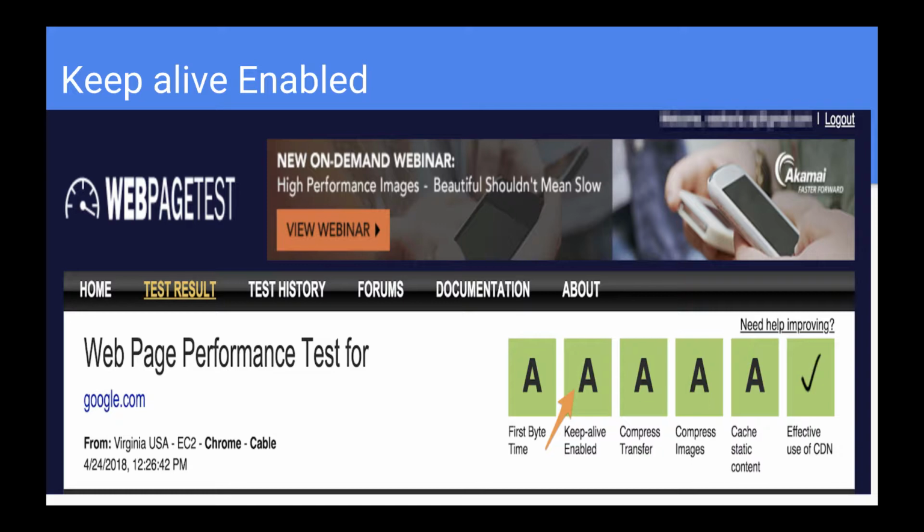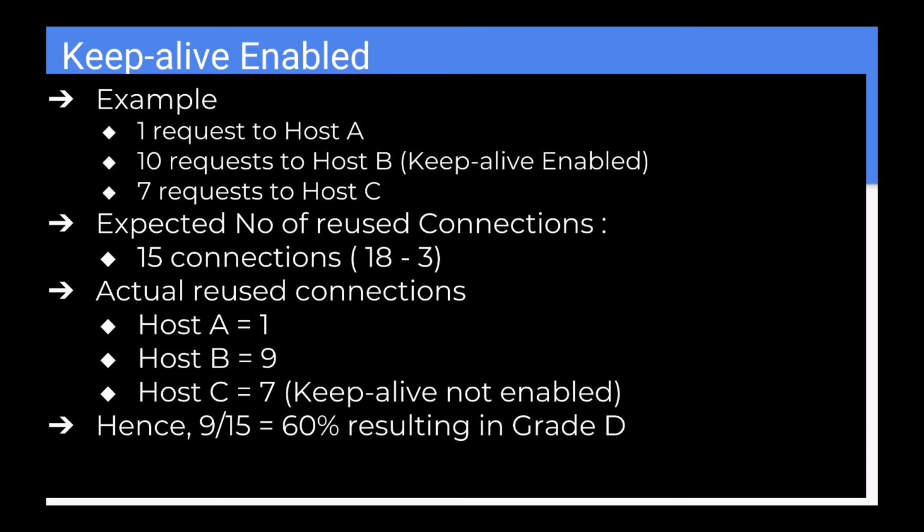A connection must be made whenever communicating with a new host. A page with 2 resources from a single host should ideally make a connection for the first request and reuse the same connection again for the second request. The first request is expected to negotiate a connection and the second is expected to communicate using an already open channel. Let's talk about how the grading is calculated.